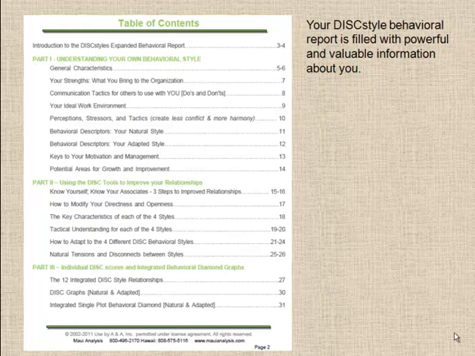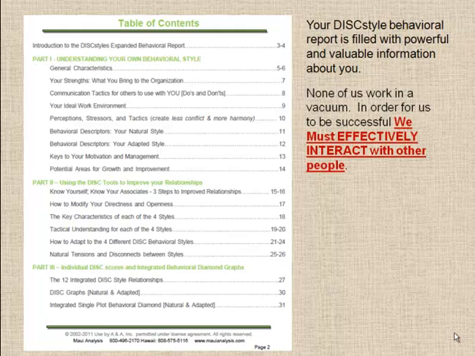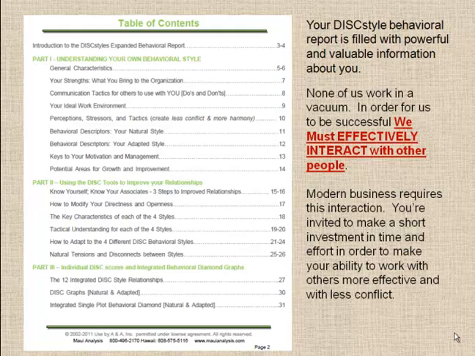This report is a 31-page report, and it's just filled with really powerful information for you. Because none of us work in a vacuum, none of us work by ourselves. In order for us to be successful, we simply must effectively interact with other people. The modern business models require this interaction. So you're invited to make a short investment in time and effort in order to make your ability to work with others more effective and with less conflict.